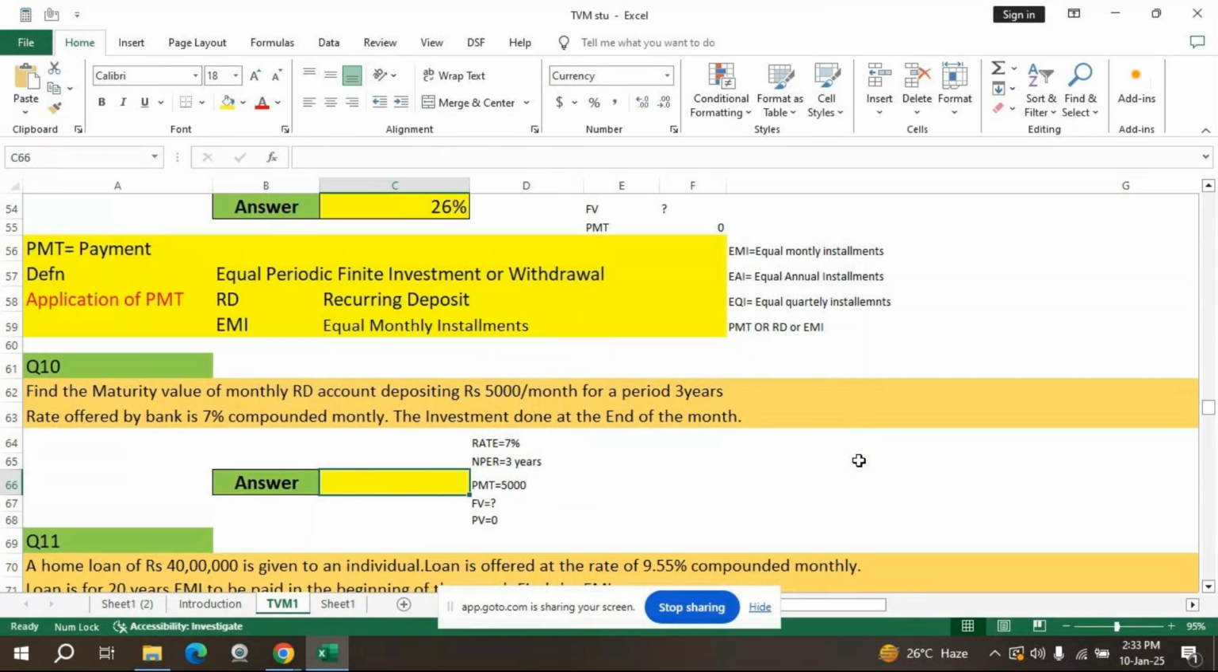Find the maturity value of a monthly RD account depositing rupees 5,000 per month for a period of 3 years. The rate offered by the bank is 7% compounded monthly. The investment is done at the end of the month.